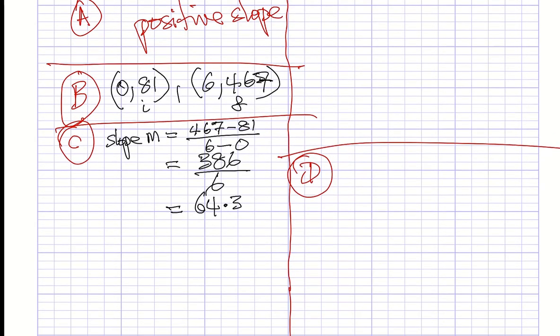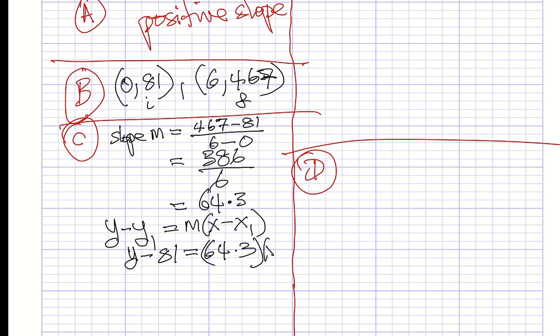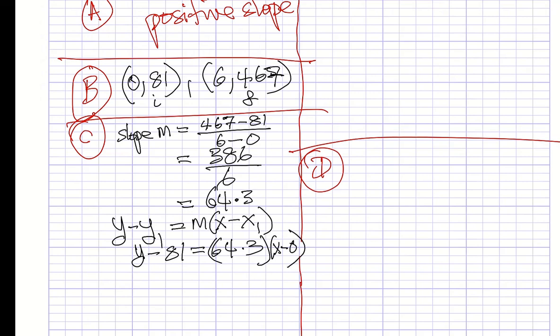I will say y minus y1 is equal to m times x minus x1. You remember that formula? Then say y minus 81 is equal to, the slope is 64.3, times x minus x1. We have to put in x1 there, which is 0, okay?